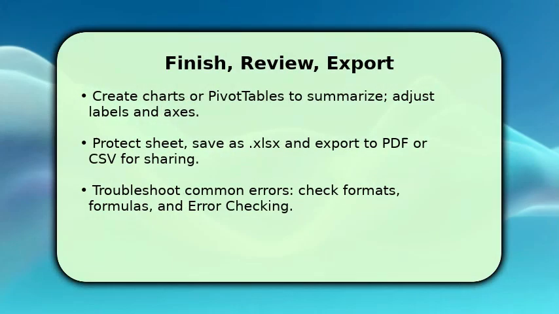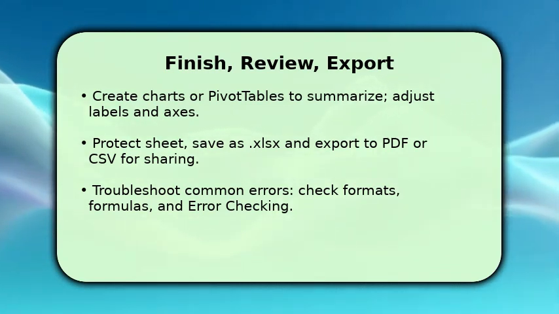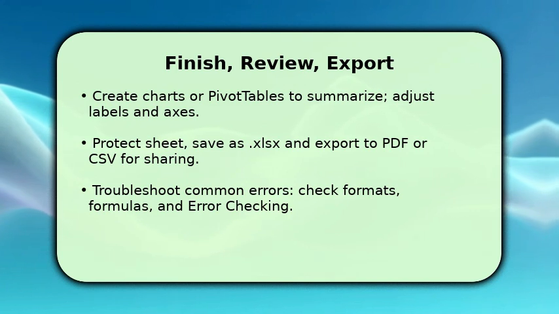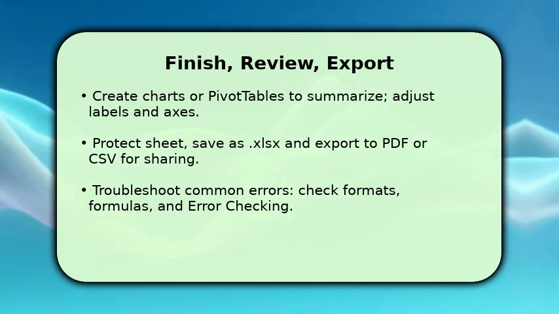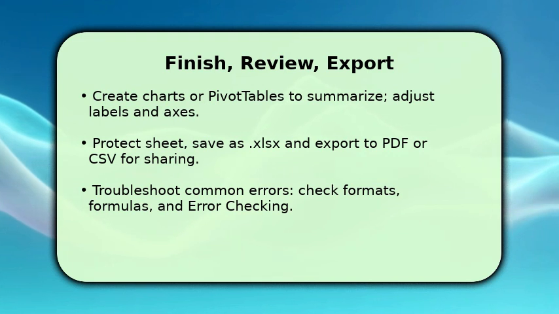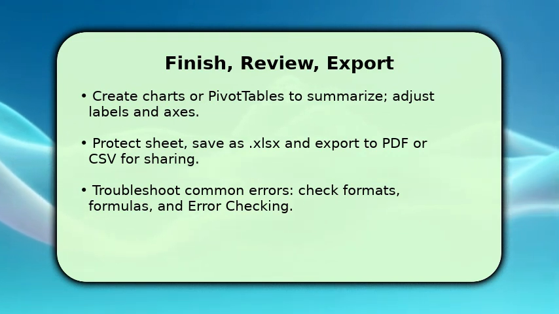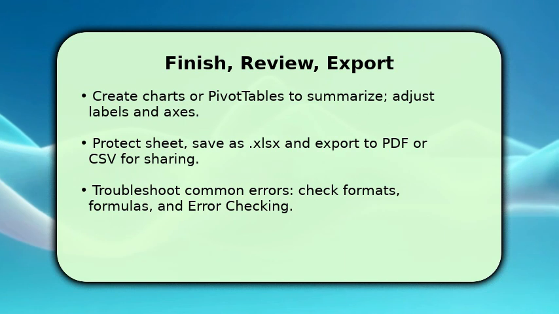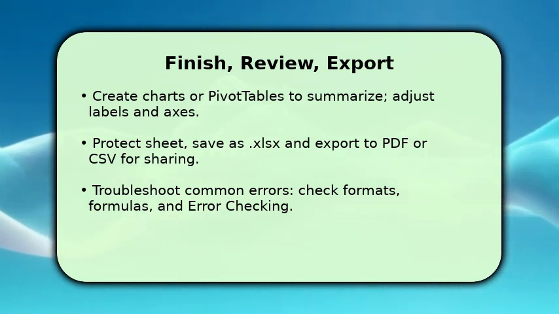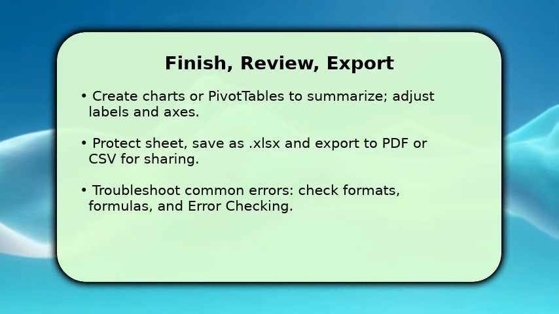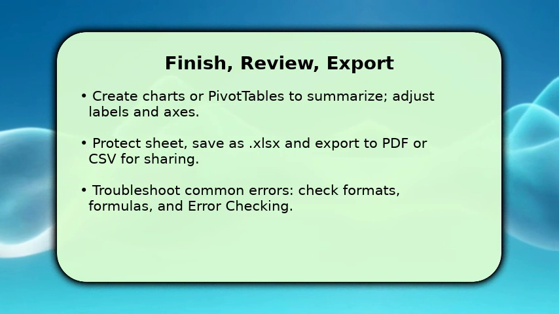Adjust titles, labels, and axis scales so the story is clear. Next, protect sensitive cells if needed, save as an XLSX file, and export a PDF or CSV for recipients who don't use Excel. Review formulas with trace precedents and error checking to catch mistakes. If something breaks, like a hash value or unexpected text, make sure the cell formats are correct and use formula auditing to step through the calculation.